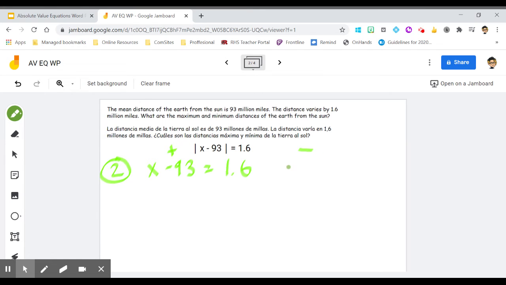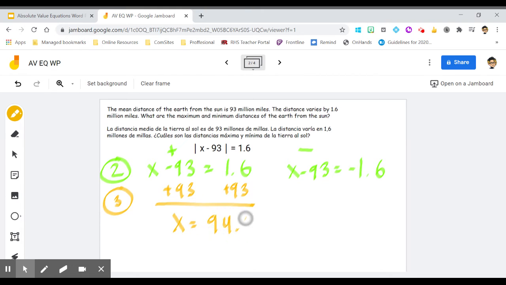Now we're going to have our negative version. x minus 93 equals negative 1.6. Right? So again, we have our little third step here. I'm going to add 93 over. I'm going to get x is 94.6.